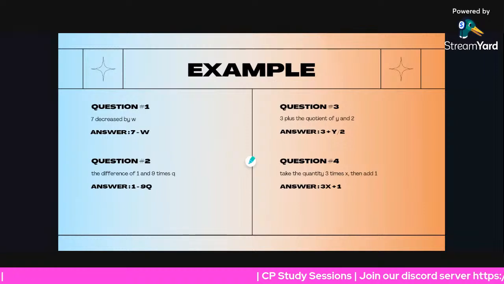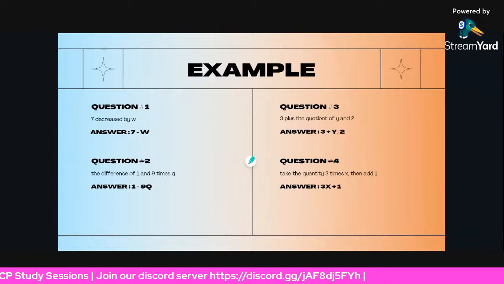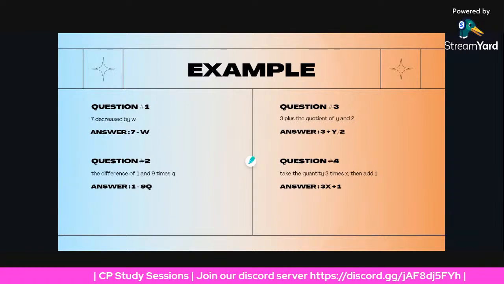Quantity 3 times x. So, ang magkasama is yung 3 and x. Kaya yung kinalabasan niya is 3x. Then, after nun, mag-a-add ka lang ng 1, kaya naging 3x plus 1 yung translation ng algebraic expression. Malinaw ba?